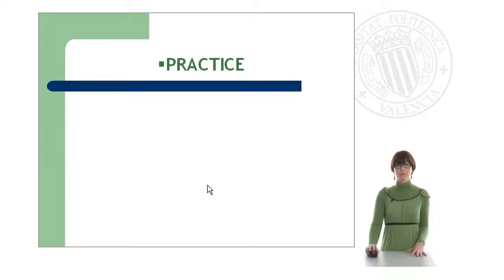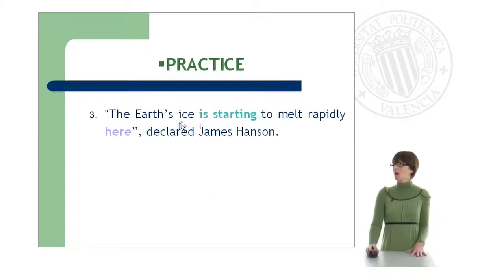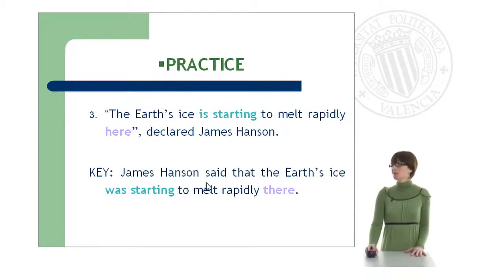Let's have a look at the next one. "The Earth's ice is starting to melt rapidly here," declared James Hansen. So in this sentence, we have the verb tense is starting, and then we have a place expression, here. And here comes the key. James Hansen said that the Earth's ice was starting to melt rapidly there. So as you can see, there is a change in the verb tense from is starting, present continuous, one step back into the past, past continuous, was starting. And then here is changed into there.